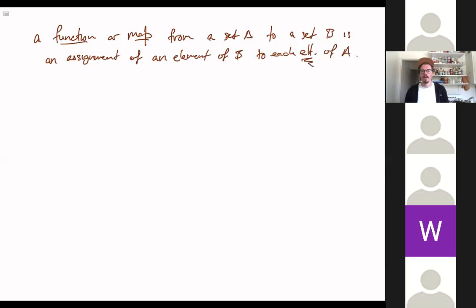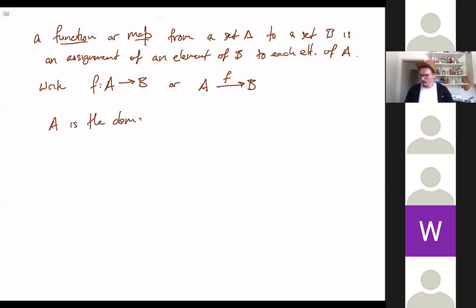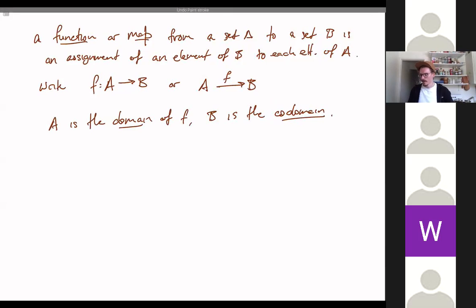So I might use this abbreviation for element sometimes. We will write F colon A arrow B, or sometimes A arrow B with F there. And we say A, in this case, is the domain of F, and B is the codomain. So if you see this prefix a lot, it just means you're flipping something backwards. So the one side is the domain, the other side is the codomain.